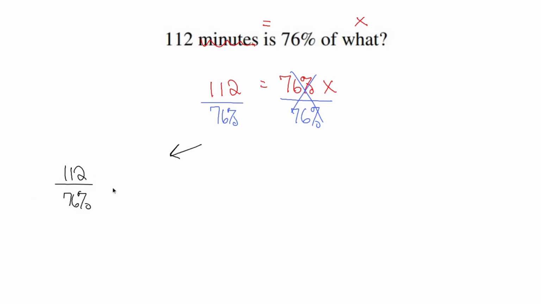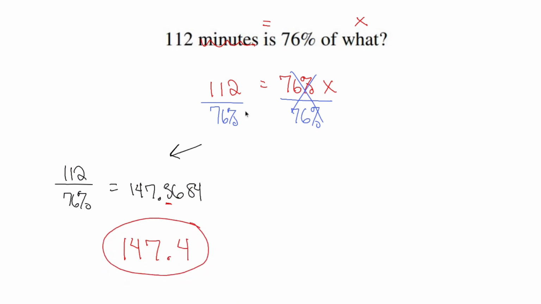Now, what you'll get when you have that is 147.3684, or at least that's what my phone is telling me. We'll round it to the nearest one decimal place. So since we have 0.36, we'll round it to 4. And my answer is going to be 147.4. So if you have a percent button in your calculator, you're literally going to type out just that guy right here, and then you're done.